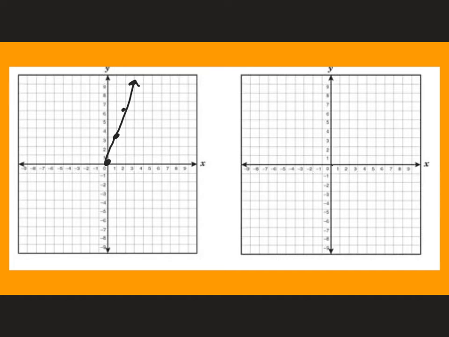A direct variation can also go this direction, so just remember that the line will always pass through the origin. So 0, 0 will always be a part of these explanations or this direct variation.